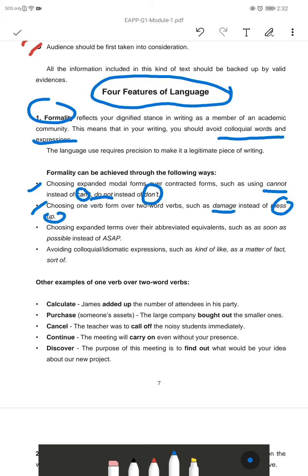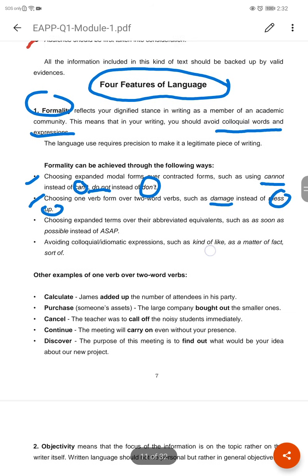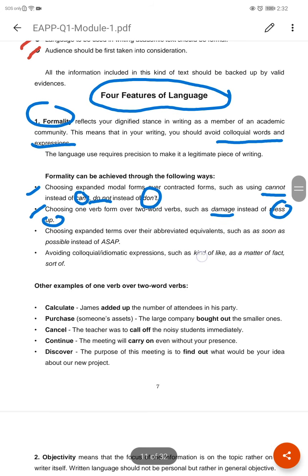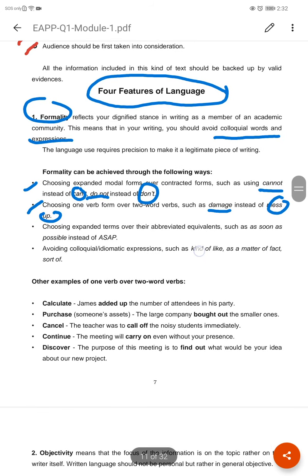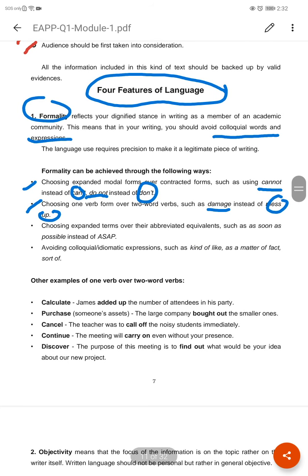So usually when we write in English or when we talk in English, we often use words with prepositions. For example, going up, mess up, get up, or another one, calm down. We usually use those kinds of prepositions with our words. But in achieving formality, guys, you should avoid using those kinds of expressions.